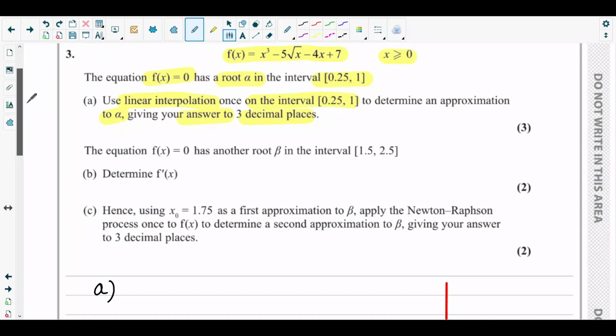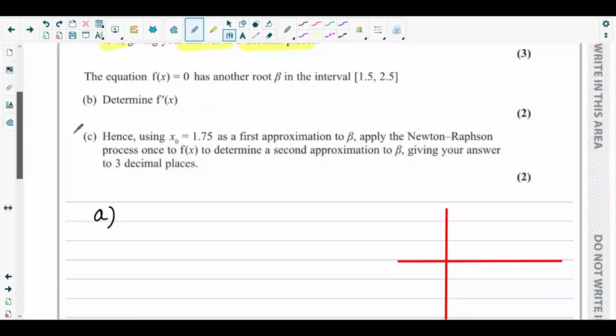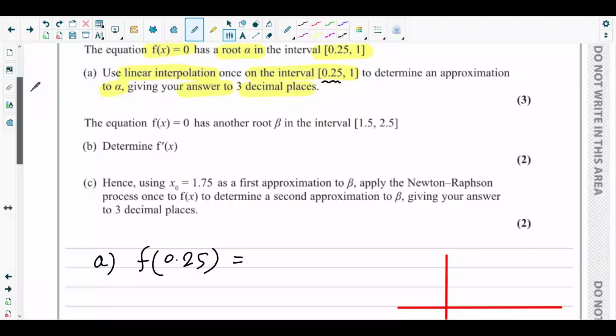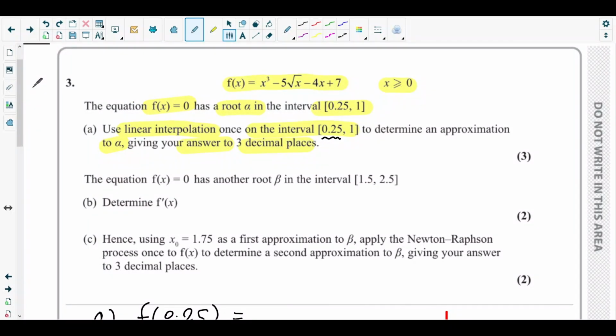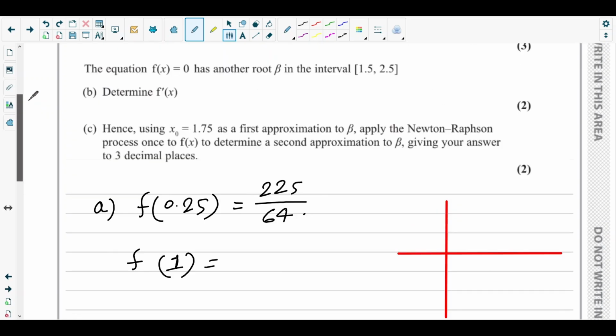So at first, consider the value of f of x for x equals 0.25. Let's find f of 0.25. Use your calculator to get the value: x cubed minus 5 square root of x minus 4x plus 7. So we have to put in 0.25, and you will get 225 over 64. This is f of 0.25.